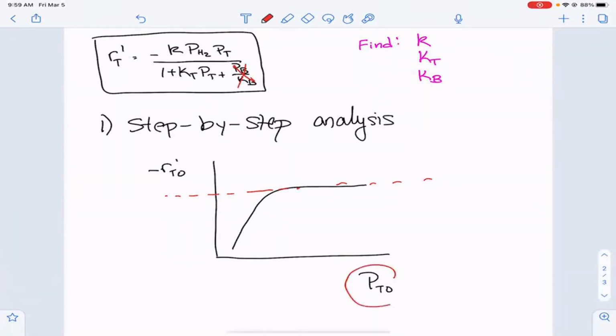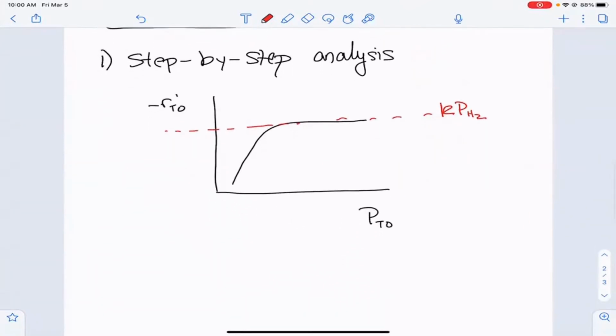And then as the initial pressure of toluene increases, the 1 doesn't really matter anymore. And so what's left is that the pressure of toluene goes away, and we're essentially left in this problem with something like the reaction rate constant times the pressure of hydrogen. Okay, so if we want to look at it that way, let's just find the asymptote using our experimental data.